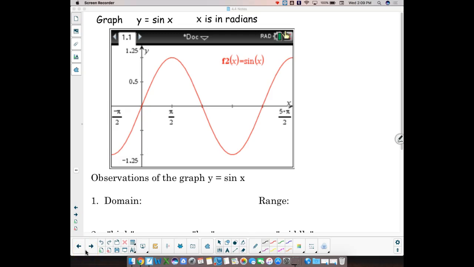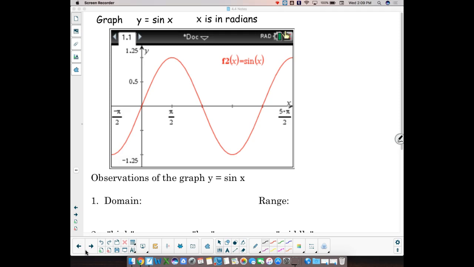Alright, so let's talk about our graphs of sine and cosine for a little bit here. So, this is the picture of y equals the sine of x, where x is in radians. Okay? So, what can you tell me about some observations of that graph?